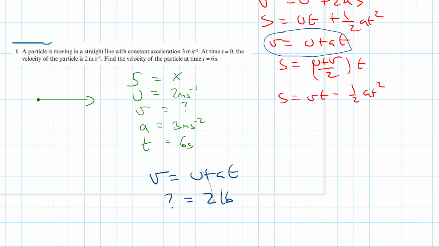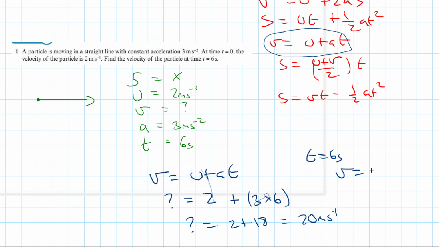I misread my own formula. So it's u plus 3 times 6, which is our at. So from here it's equal to 2 plus 18. So our value is going to be 20 meters per second. So at t equals 6 seconds, final velocity is 20 meters per second. And that gives you your answer for question 1.